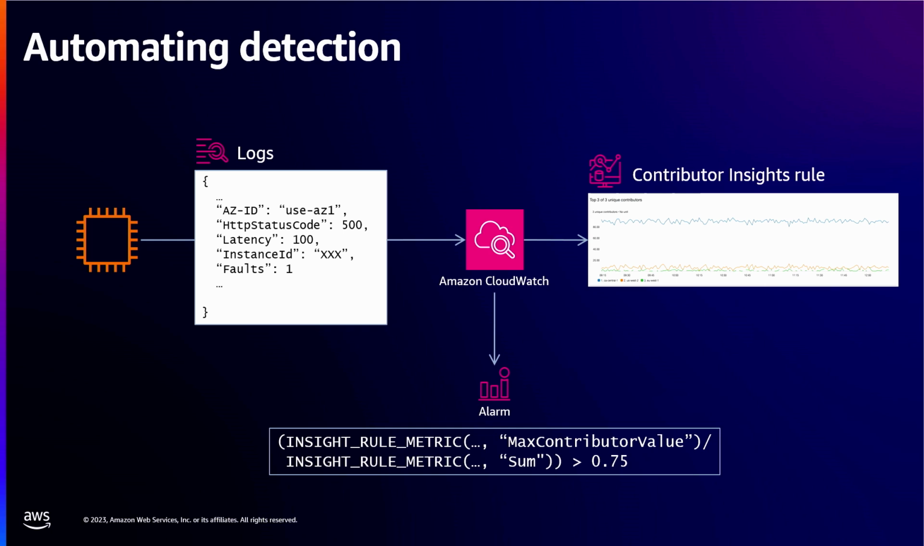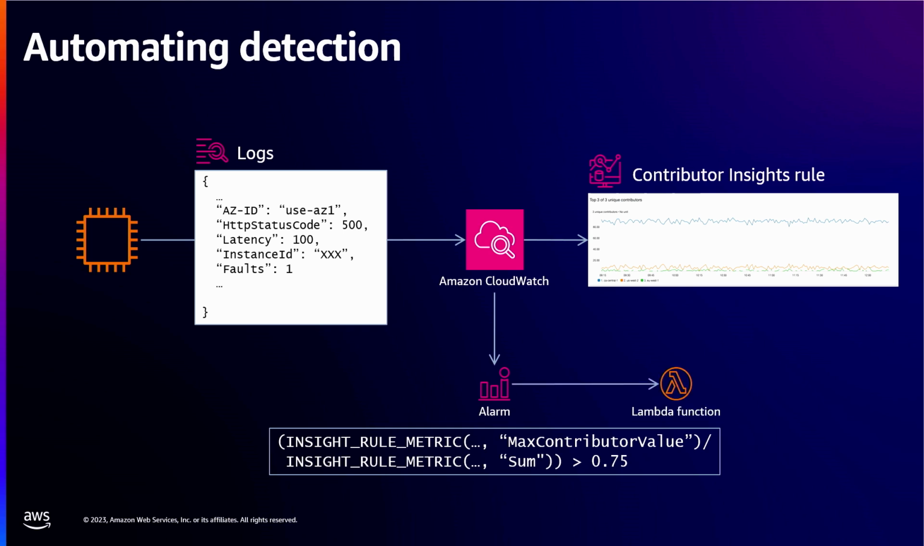So in CloudWatch, we natively support, with the insight rule metric, creating alarms from Contributor Insights data. And so here, I'm looking at the max contributor value divided by the sum of everything being greater than 0.75. And so what this means is I'm looking for one host that's responsible for more than 75% of the errors in the system. And if I have one host that has 75% of the errors, now I can do something about it. I can create automation based on this alarm. I can fire a Lambda function, send a message to SNS.